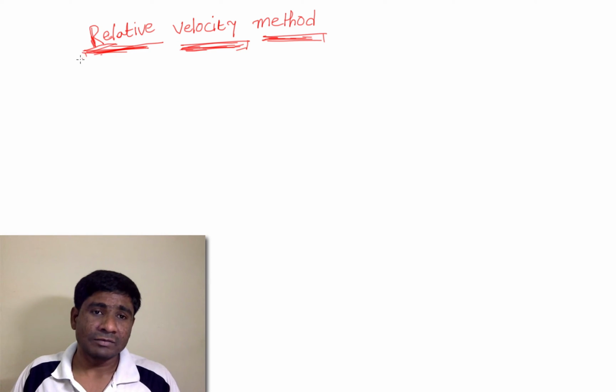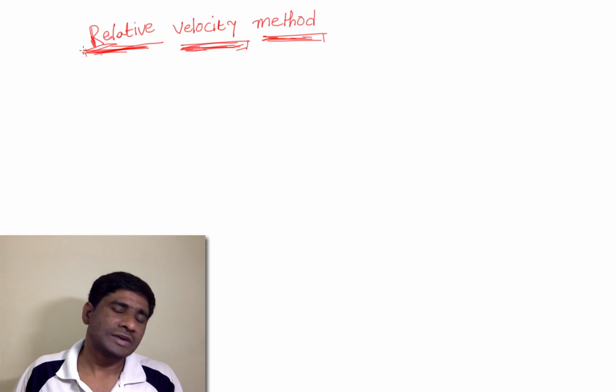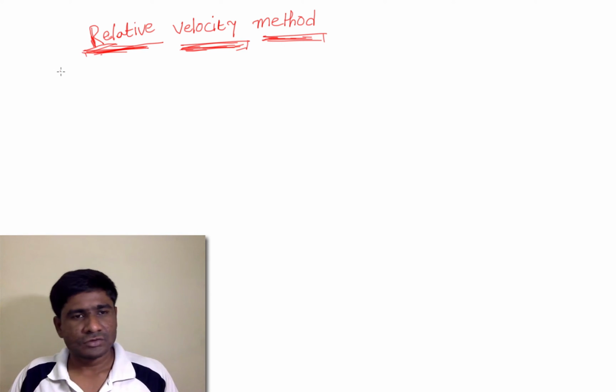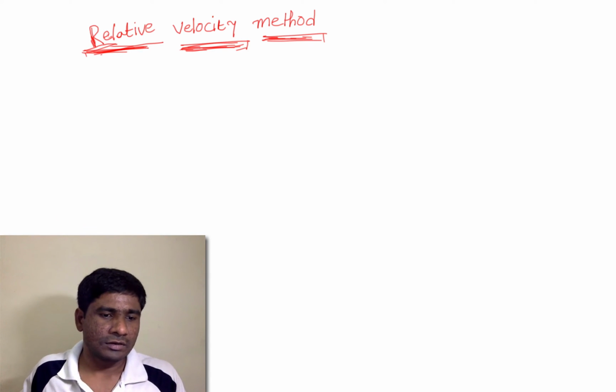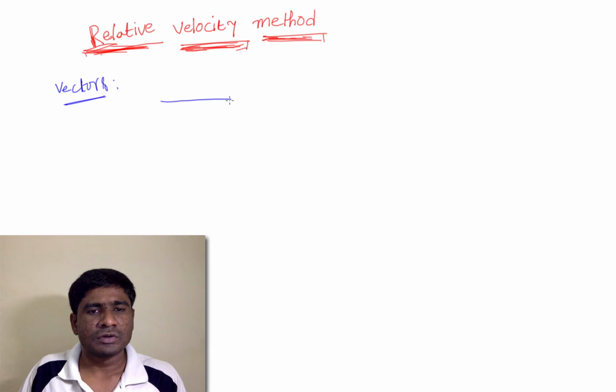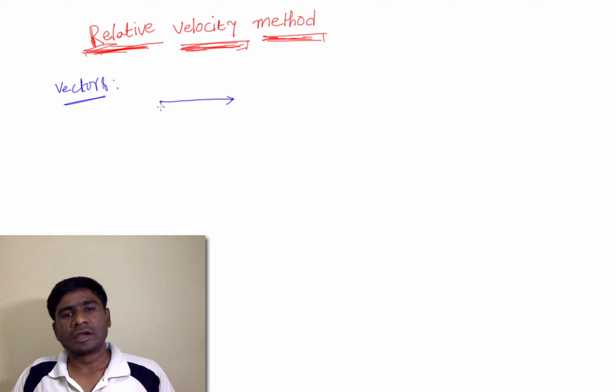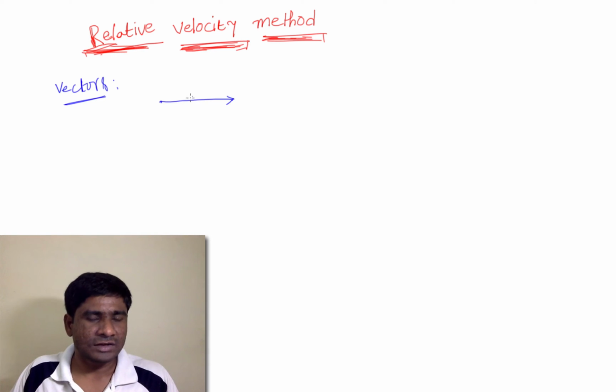This is also called the vector analysis of the velocity of different mechanisms. Since we said it's a vector analysis, first of all we will know something about vectors. We already know that any vector is represented with an arrow mark. The length of this vector gives the magnitude of that particular parameter. For example, in this session we are representing velocities with this vector. So for example, this is the velocity.